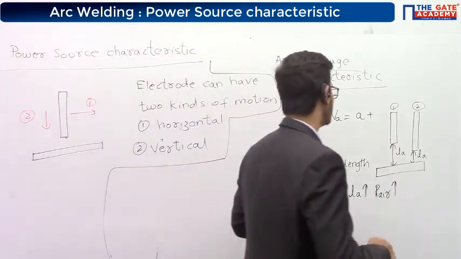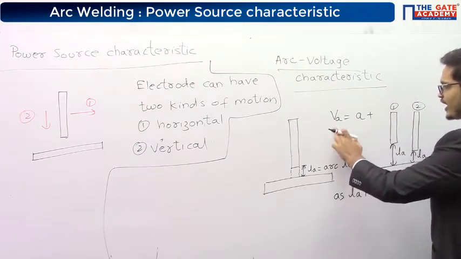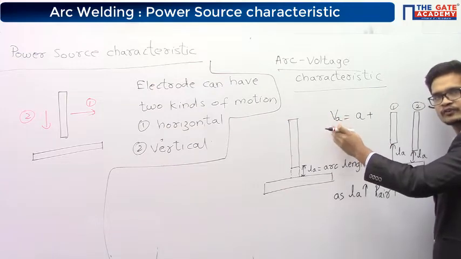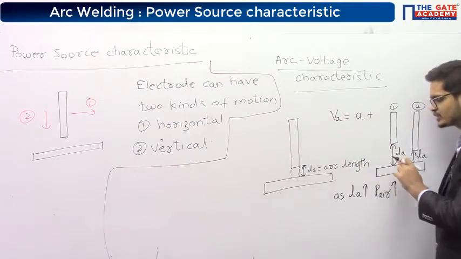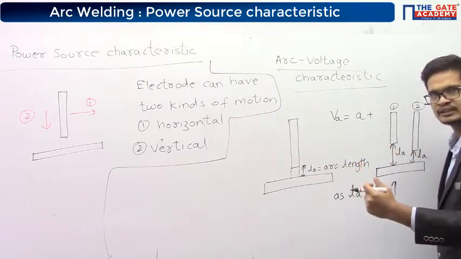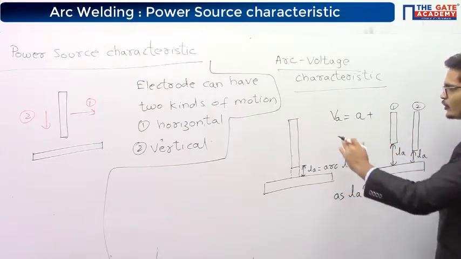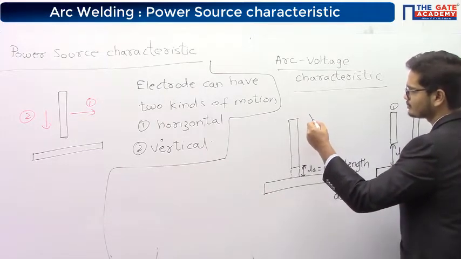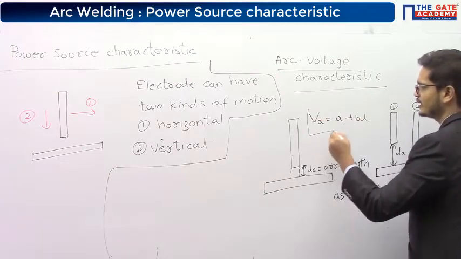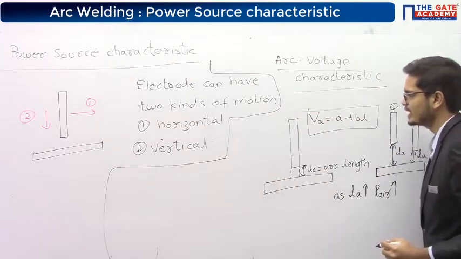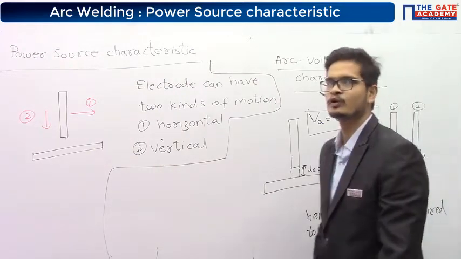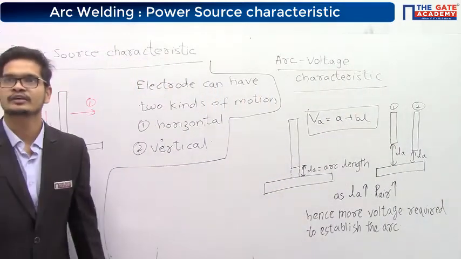Right? So from this we can understand that the voltage required for establishing the arc is directly proportional to the arc length. As the arc length is increasing, we have to increase the arc voltage. So we get the expression VA is equal to A plus BL. VA is equal to A plus BL. Understood till here? Hence, more voltage is required to establish the arc.